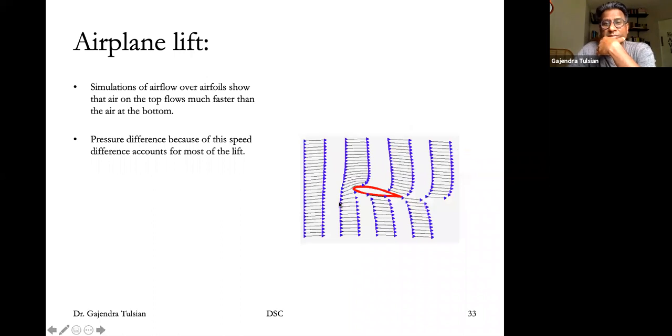Here's a computer simulation, and you can see that because of the curvature, the air above is flowing much faster. This column of air is over there, and this column of air is here. So the pressure difference, because of this speed difference, accounts for most of the lift of the airplane. Okay.